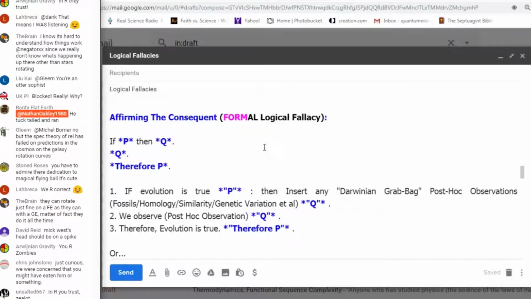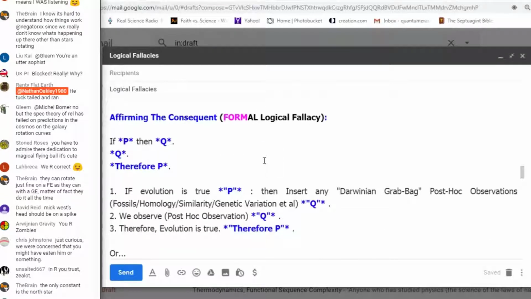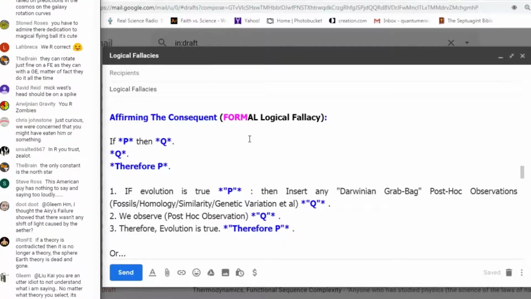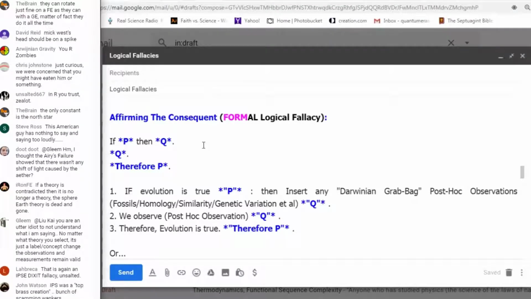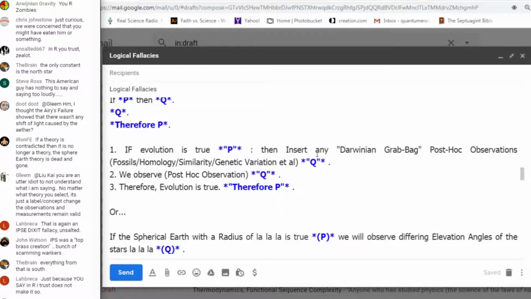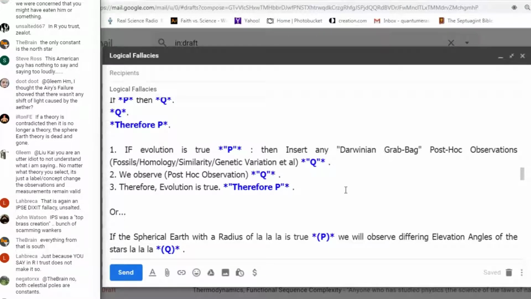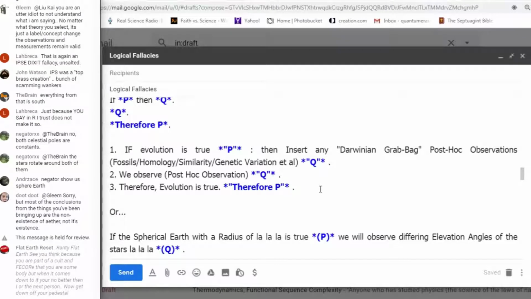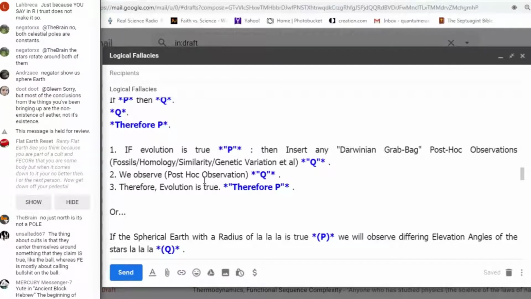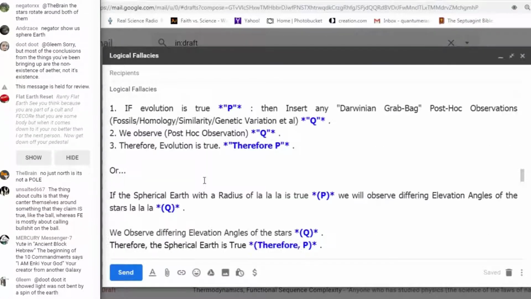All right, one of my favorites. This is the begging the question fallacy on steroids. This is affirming the consequent, and I highlighted the formal logical fallacy because it's based on its form. So it's really simple. If P, then Q, Q, therefore P. So, number one, the first example: if evolution is true, P, then you can insert any Darwinian grab bag of post hoc observations, fossils, homology, similarity, genetic variations, etc. Q. We observe the post hoc observation, Q, therefore evolution is true, therefore P, right?